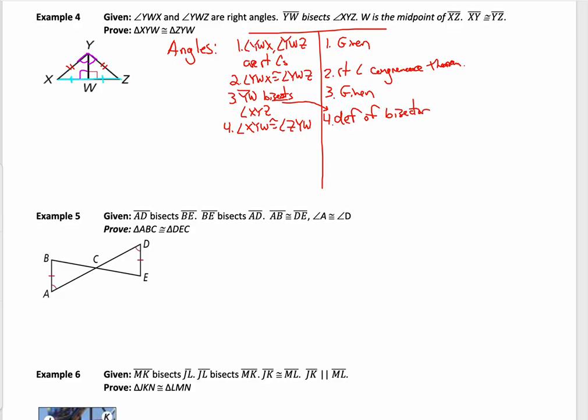Okay, so that's 2 angles. Notice I wrote angles here. I want to keep track, right? So here's one. I found 1 angle, I found 2 angles. Okay? I know I need 3 angle pairs. So let's find the 3rd angle pair.